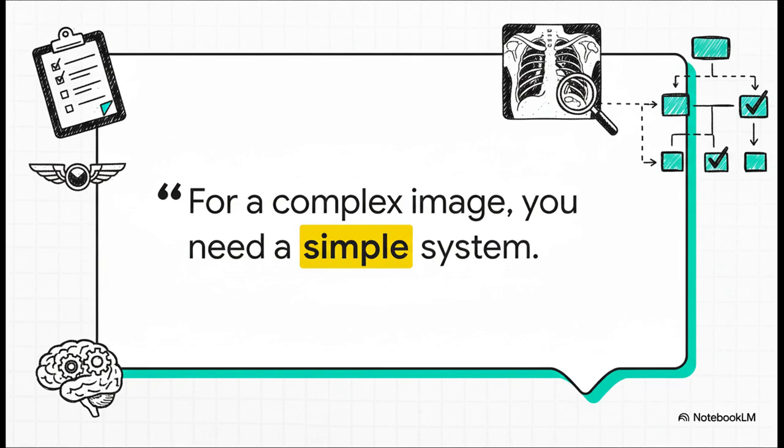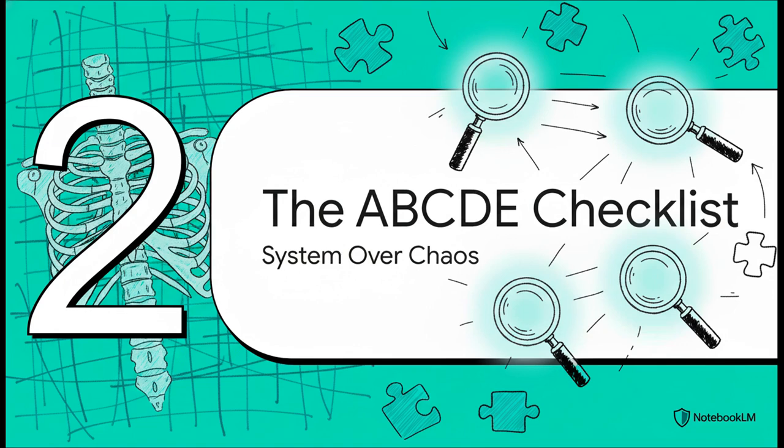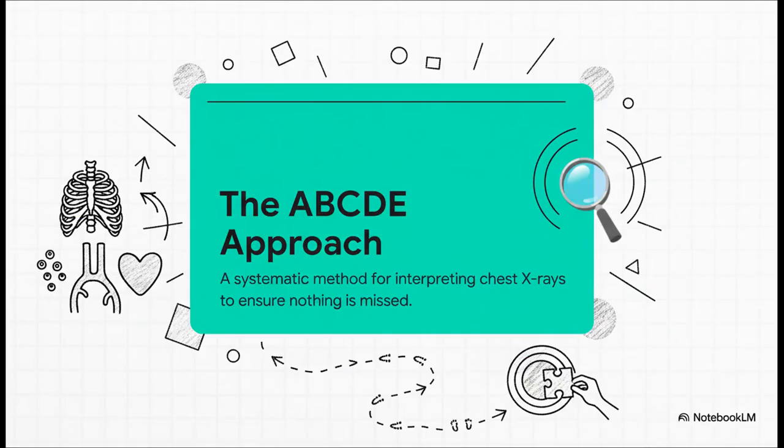Well, the answer is actually pretty simple. For a complex image, you need a simple system. Think about it like a pilot's pre-flight checklist. It's this structured routine, and it's designed to guarantee that nothing, no matter how small it seems, gets missed. And in the world of radiology, that system has a name. It's called the ABCDE approach. And this simple little mnemonic, it's the secret weapon doctors use to systematically crack the code of every chest x-ray they see.